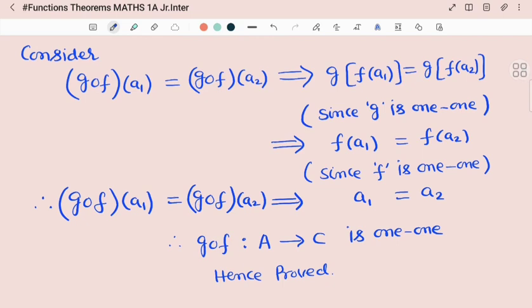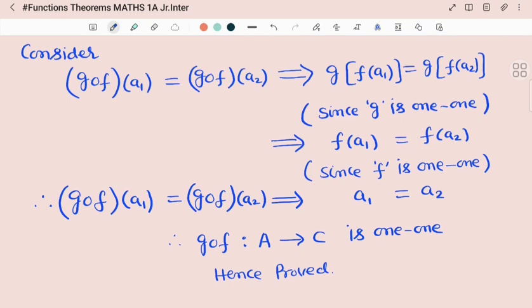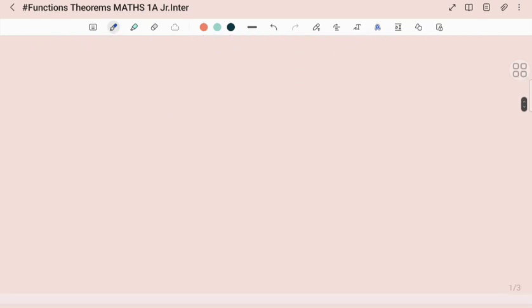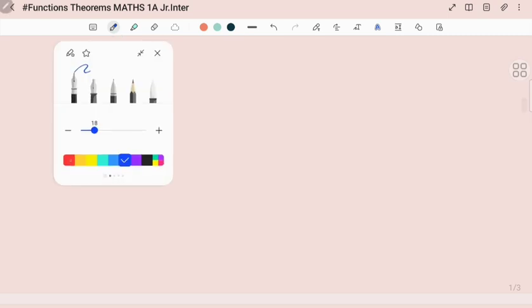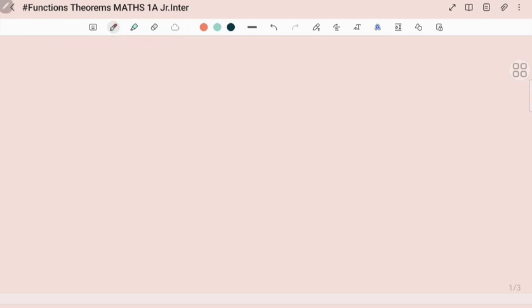Okay, dear students. Next we will move on to onto functions. So onto, how to do that, that also we will discuss now. At a time, 3 theorems I am going to explain. Either individually they will ask, or combinedly they will ask. So second theorem.